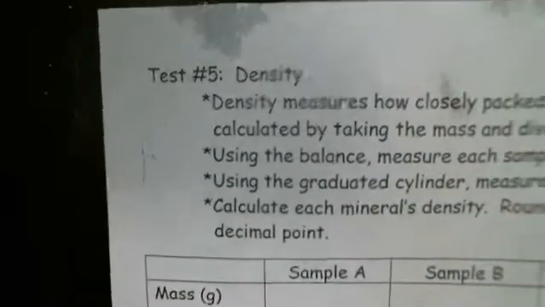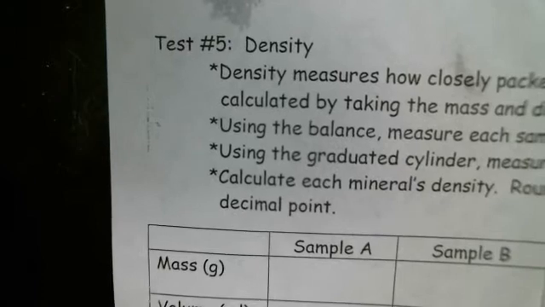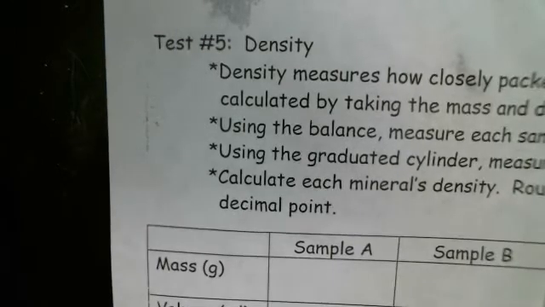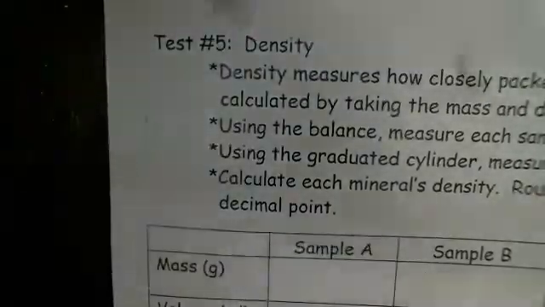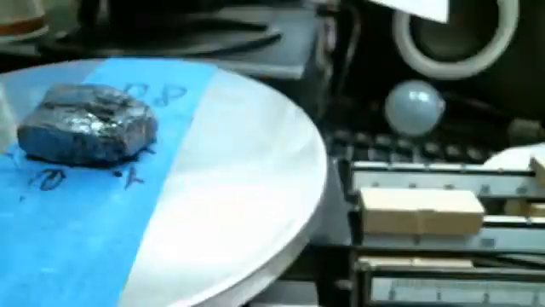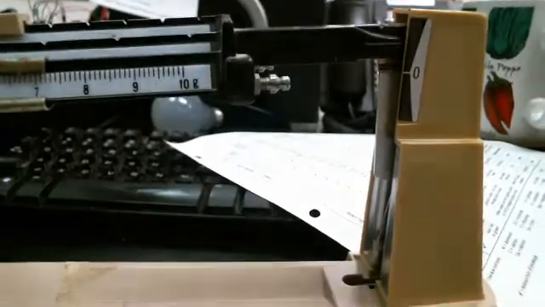Number 5, density. To find density, you have to figure out both the volume and the mass. So let's first do mass. Here's my triple beam balance, and I put the mineral on that side. This end goes up, so I need to adjust this. It's almost there.